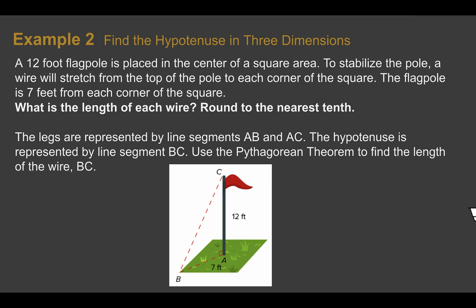So here the legs are represented by segments AB down here and AC, where that's the height of the flagpole. The hypotenuse would be over here with BC. Now, this doesn't look like a right triangle the way the picture is drawn, but this is 3D. We can see down here there is a right angle symbol telling us we are dealing with a right triangle. Remember, this only works for right triangles. So let's use the Pythagorean theorem to find the length of the wire.